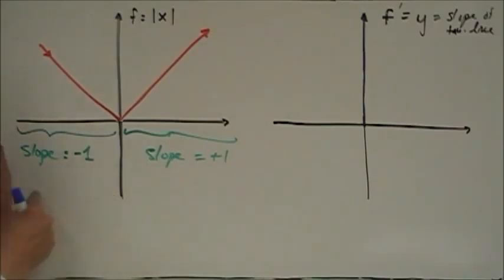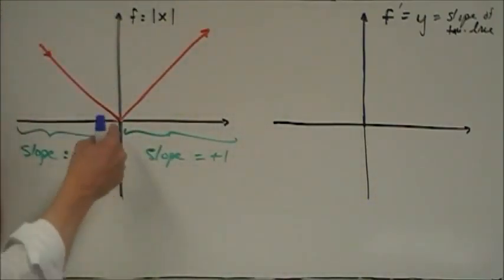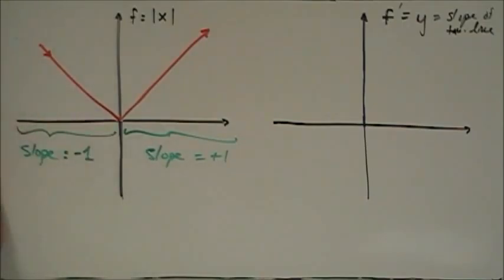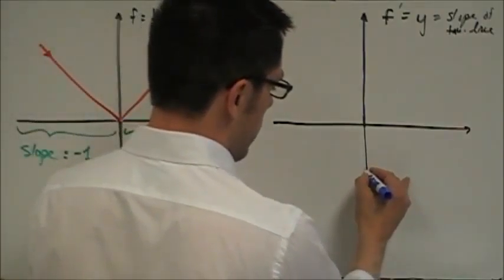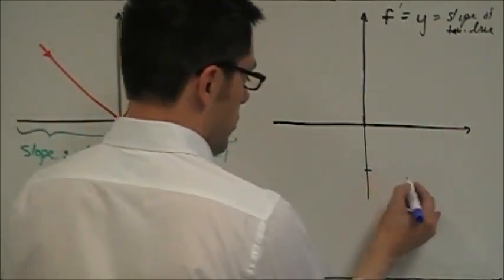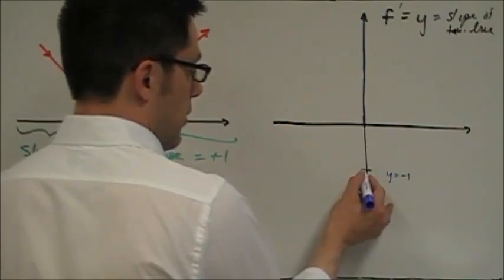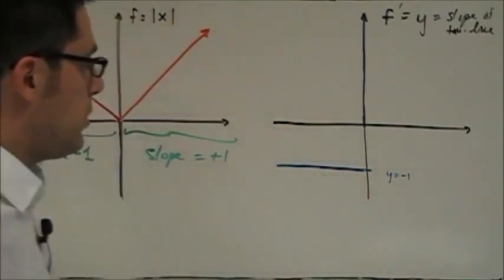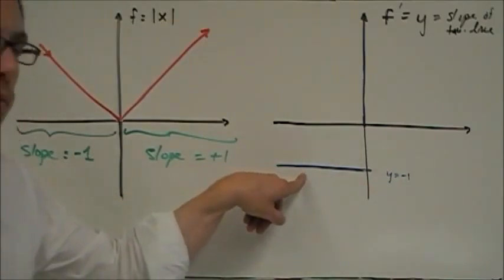Every single point over here gives me a slope of -1. So the derivative for every single point, not including 0, but everything back over here, is -1. So if I want to draw this, the derivative, or the y value, is -1. Well, here's y equals -1. And I'm going to draw an exact horizontal line, because the derivative is always the same. It's just a flat line at -1.